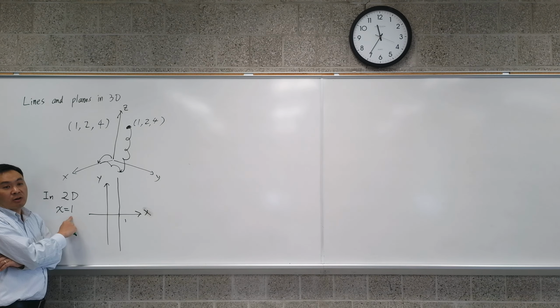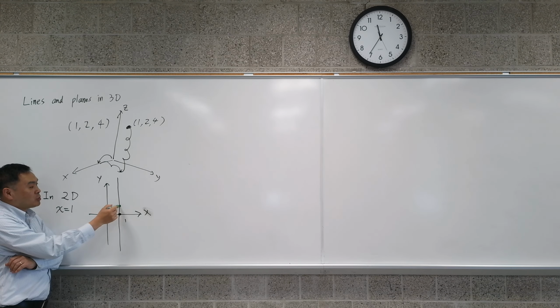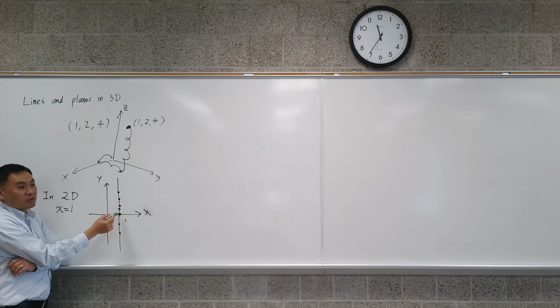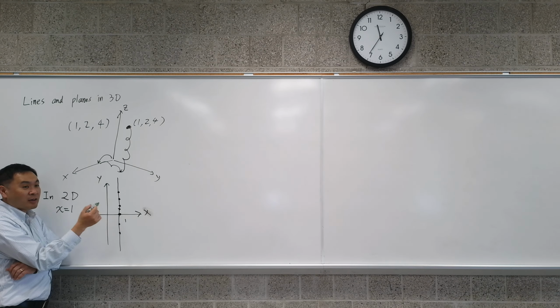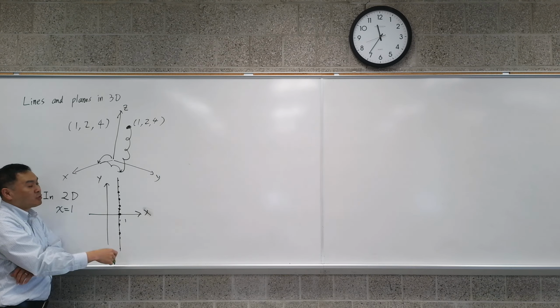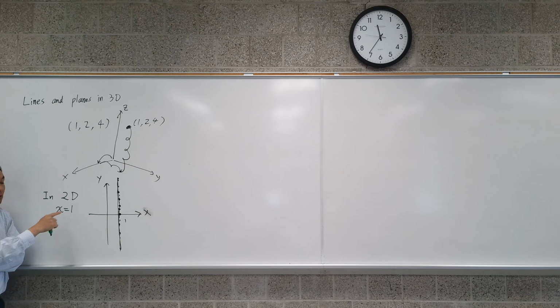What are some examples of points that have x coordinate as 1? You have (1, 0) here, (1, 1), (1, 2), (1, 3), (1, -1), (1, -2). You also have like (1, 1/2). So if you take every point that has x coordinate as 1, you end up having all the points here, and then if you collect them, you end up with this straight line. That's what you get, right? That's why x equals 1 is a vertical line.